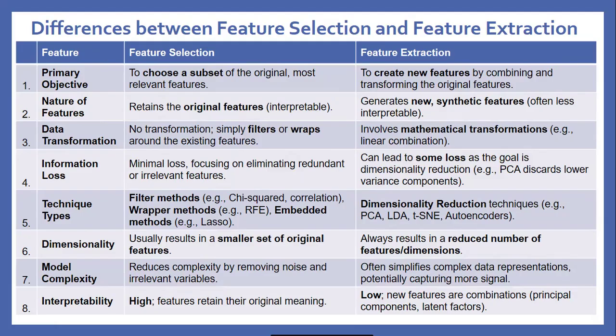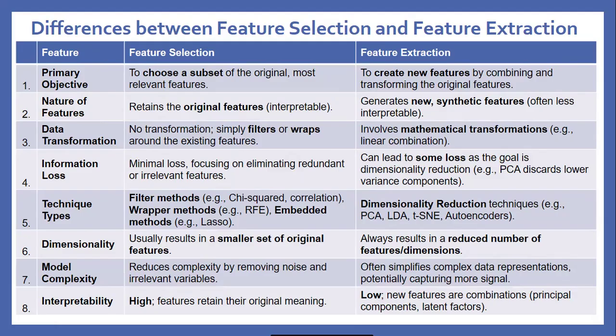Information loss. Feature selection has minimal loss, focusing on eliminating redundant or irrelevant features. Feature extraction can lead to some loss as the goal is dimensionality reduction. Example: PCA, principal component analysis, discards lower variance components. Technique type: in feature selection, filter methods, for example chi-squared, correlation; wrapper methods, for example RFE; and embedded methods, for example lasso.